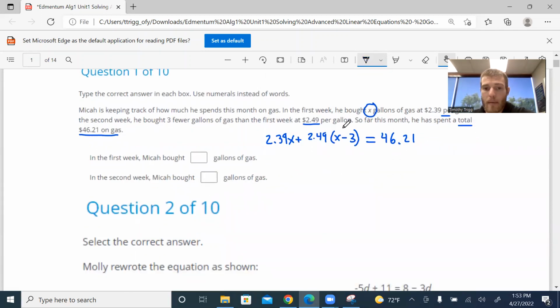Hopefully you see that the next step would be to distribute this 2.49 times both the terms in this parentheses. We're going to distribute. So we got 2.39x plus, let's distribute here, so 2.49x minus, and we're going to do 2.49 times 3, 7.47. And on the right side of the equation, nothing has changed.